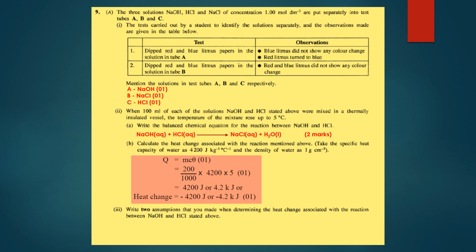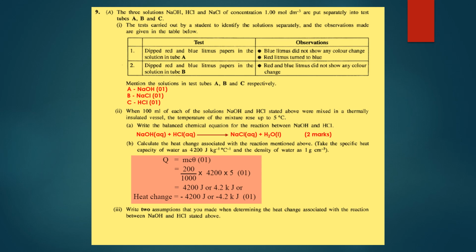To find the mass, here the total volume of the mixture is 200 milliliters. We take the density of the mixture equal to the density of water. So the mass of the solution should be 200 grams. In kilograms, 200 over 1000. And we assume the specific heat capacity of the mixture is also equal to that of water. So c is 4200 joules per kg per degree Celsius. Temperature change is 5 degrees.